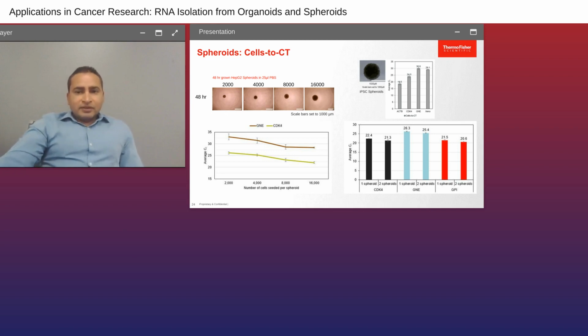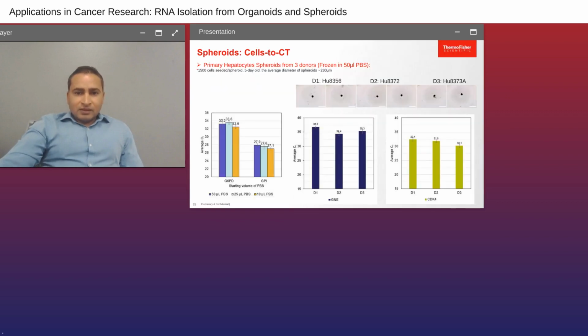We then compared the efficiency of the kit for multiple spheroids, and as expected, you do see a difference of 1 cycle between 1 spheroid versus 2 spheroids grown with same cell input. So we then looked at RNA isolation from primary hepatocyte spheroids. So the average diameter of these primary hepatocyte spheroids, which were grown from 1,500 cells for 5 days, was approximately around 300 microns, and these are slightly smaller.